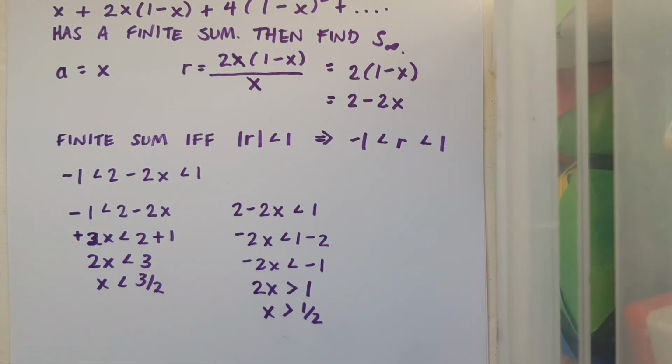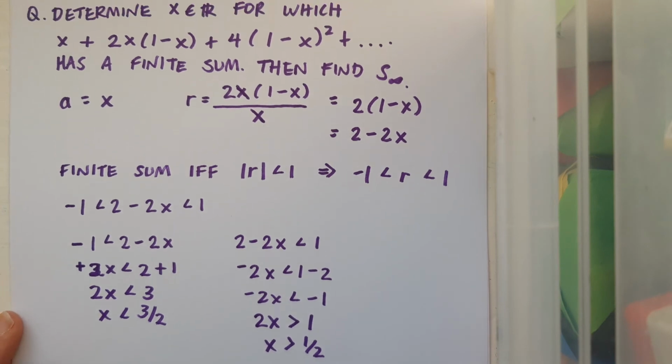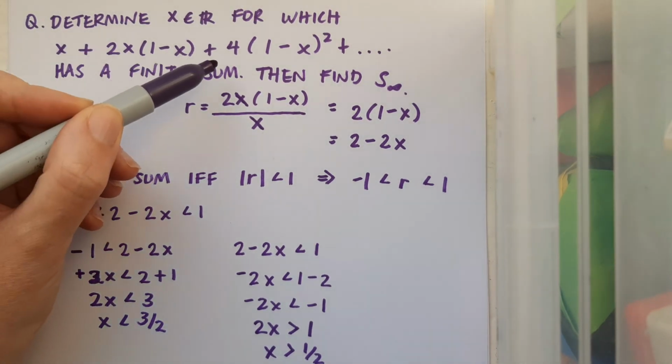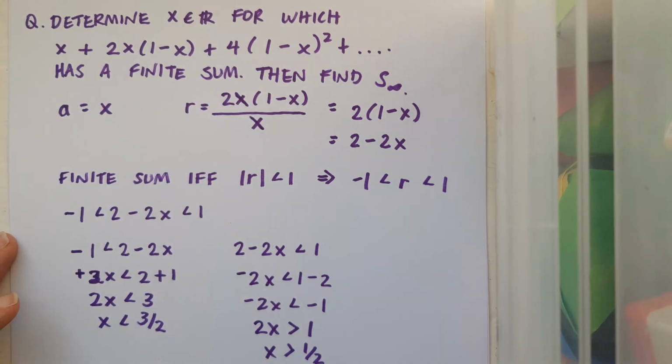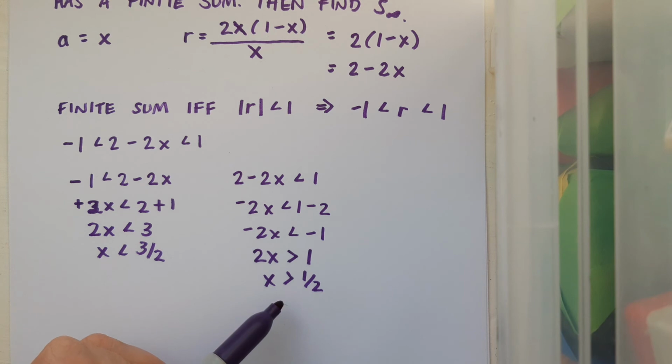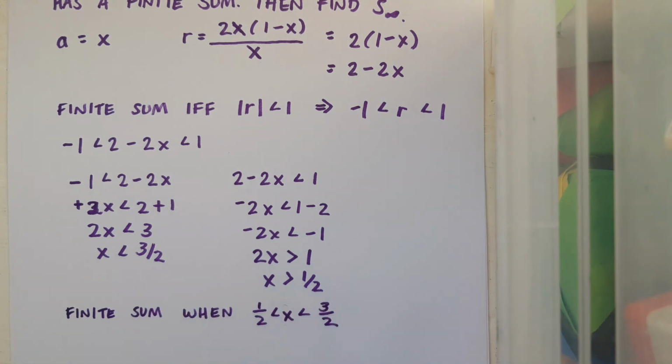So what this means is that this series, x plus 2x(1 minus x) plus 4, and so on and so forth, has a finite sum when x is less than 3 over 2 and x is greater than a half. I can write this as one statement, saying that we have a finite sum for this particular series when x is between a half and 3 over 2.